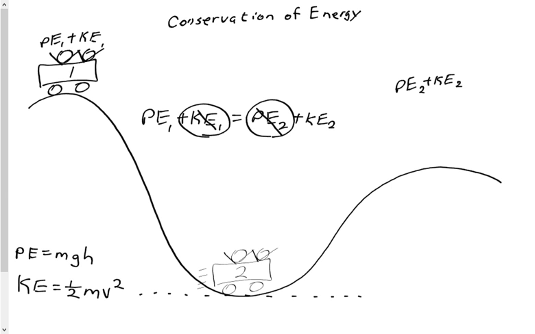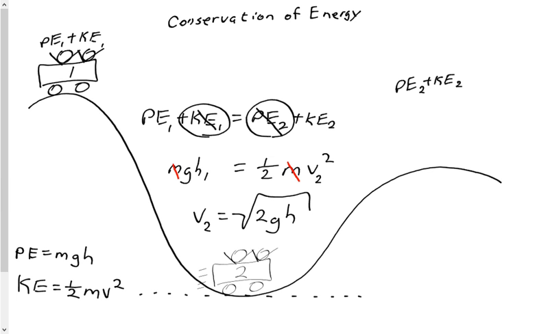In that case, it would become really simple. We'd have mgh at position 1 equals 1/2 mv squared at position 2. The mass didn't change, it's the same mass, so that cancels out, and we get a fairly simple end result. Multiply each side by 2 and take the square root. So the velocity at position 2 would equal the square root of 2gh, so long as the potential energy at position 2 is 0.